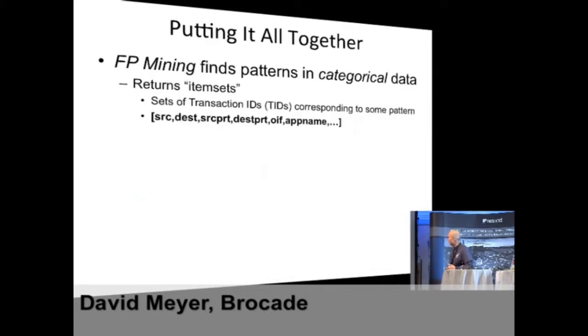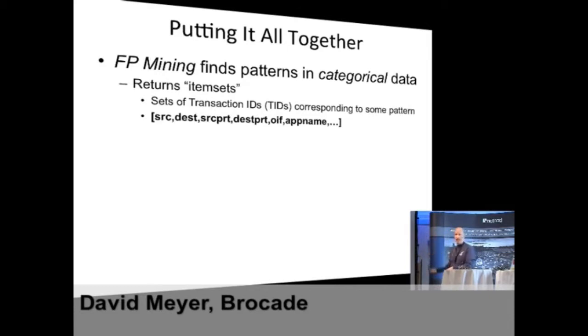What happens is frequent pattern mining finds patterns in what are called categorical data. Categorical data is data that doesn't have an obvious relationship in ordering. For example, if you have a flow record, is UDP greater than TCP? No, they're not related in that way, right? So this is called categorical. You might get back a set of items that looks like source, destination, source port, whatever you want to put in there. And by the way, you can put other stuff in there, like stuff from Chef and Puppet. So you get this set of transaction IDs corresponding to some pattern.